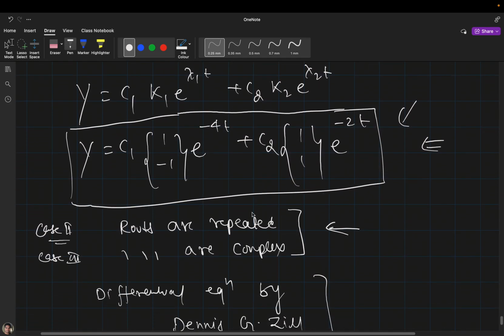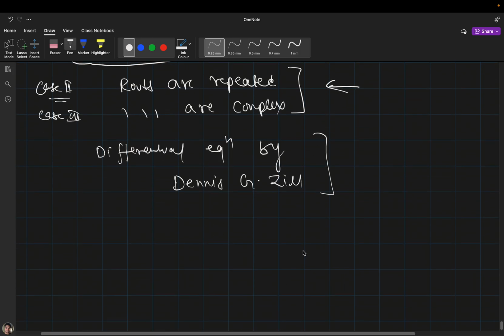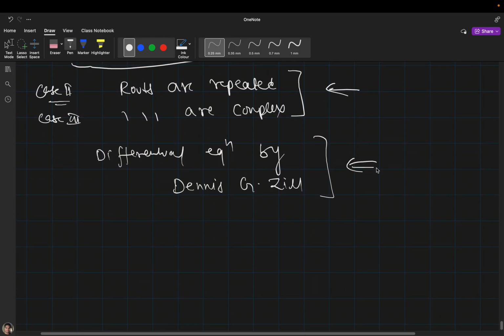So if you are very interested in finding the solution for repeated and complex roots, you can refer to this book. That is not a very big thing. Okay, if you are interested. So today's lecture is over. In the next lecture, I was thinking of finishing the Laplace transform today, but I didn't get the time. But in the next lecture, I will discuss the Laplace transform, and I will finish that.